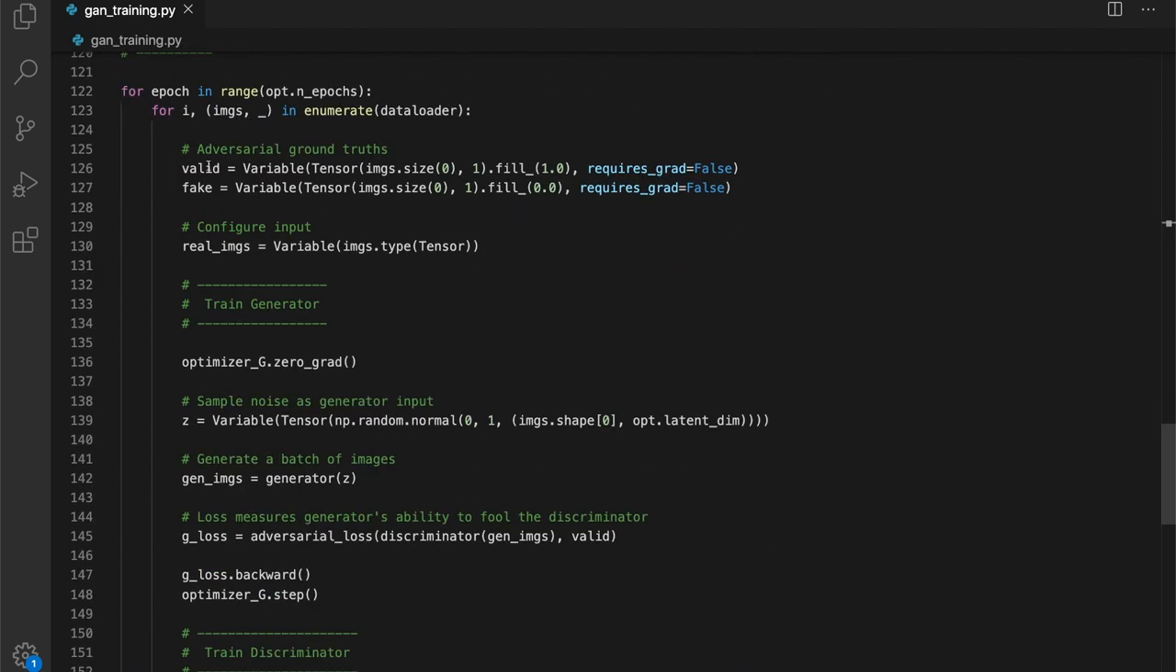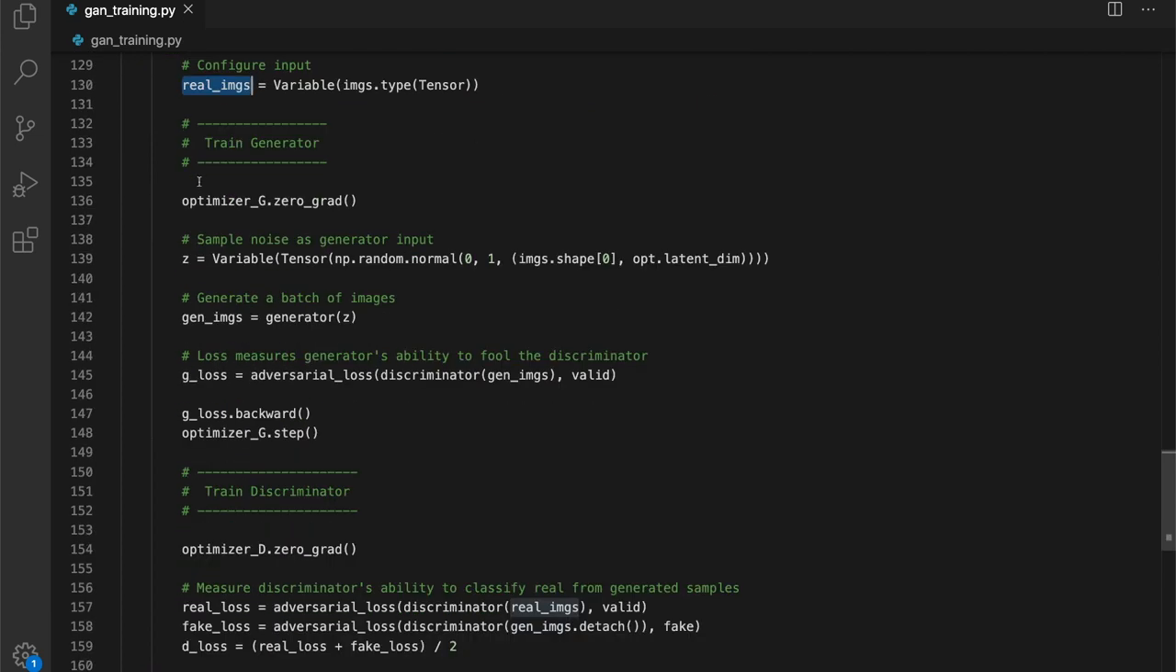For each batch of training inputs, we create a set of real labels which we denote by valid, and we fill them with the value 1. Similarly, we create a batch of fake labels and we fill them with the value 0. Next, we get the real images, which are essentially just images from our training dataset. In our setup, we're first going to be training the generator.